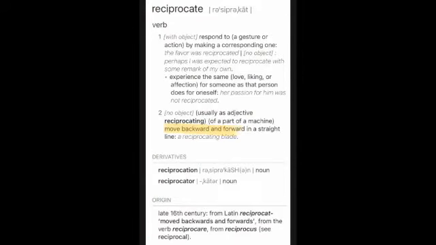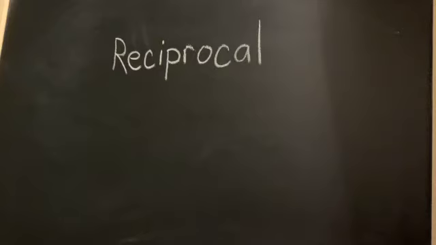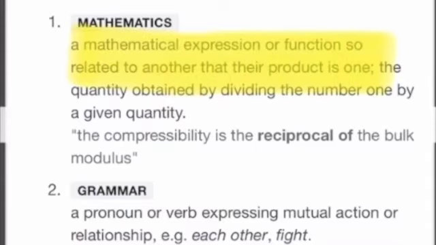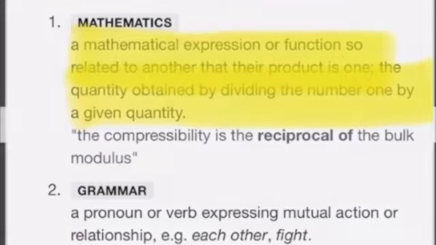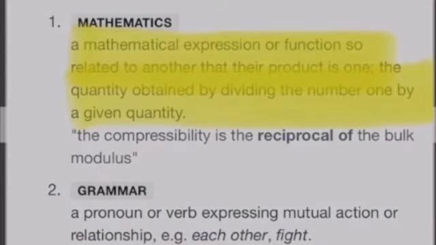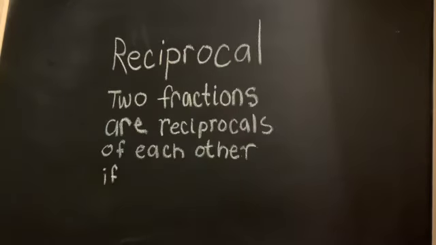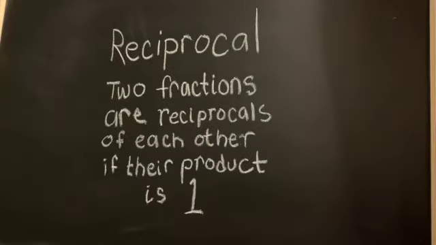Reciprocate. To move backward and forward in a straight line. Now, reciprocal is a mathematical term derived from reciprocate. The definition states, a mathematical expression or function so related to another that their product is 1, the quantity obtained by dividing the number 1 by a given quantity. In other words, two fractions are reciprocals of each other if their product is 1.